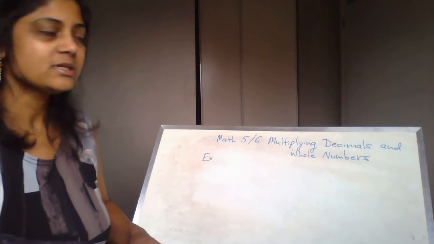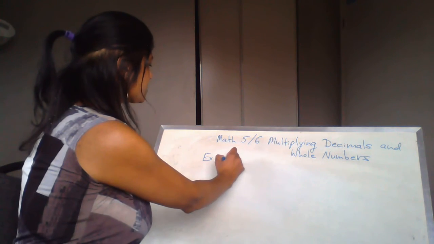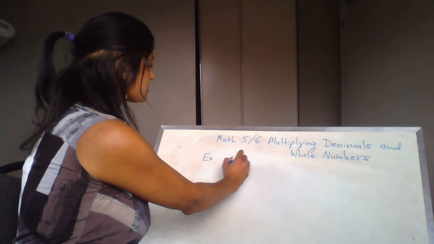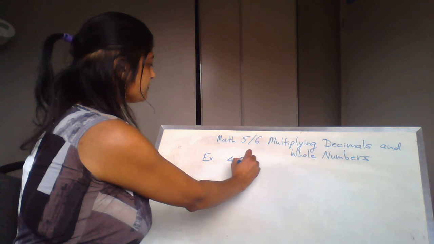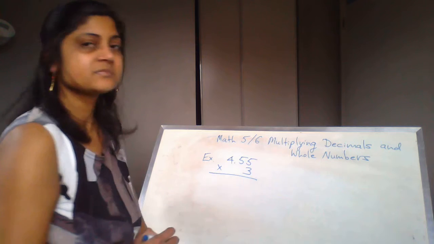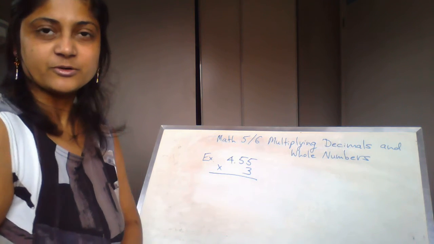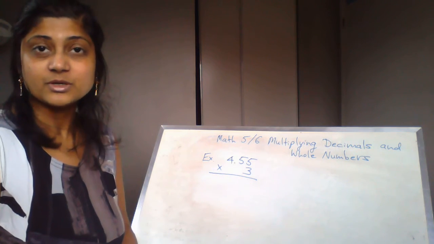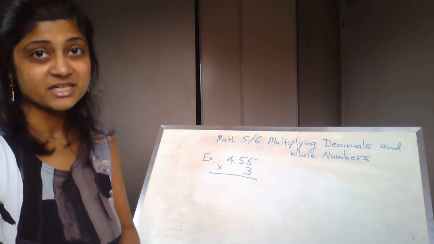Okay, and now let's try something small. So I'm going to do 4.55 times 3, okay? So you notice I have a decimal here. But what we're going to do is just do the regular multiplication.